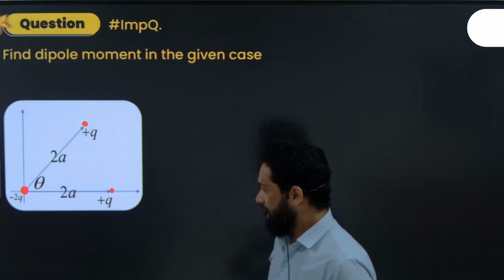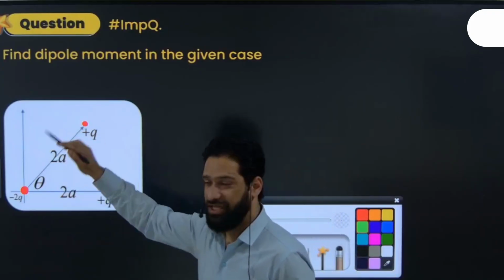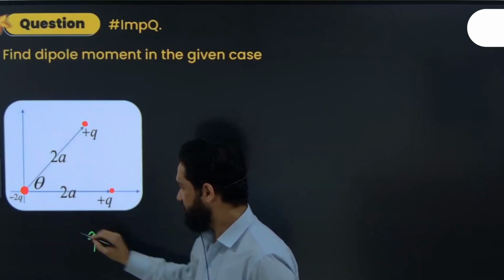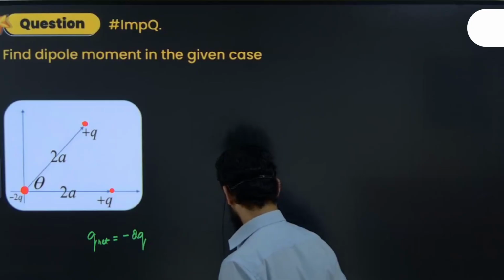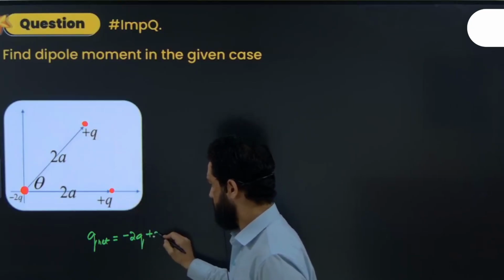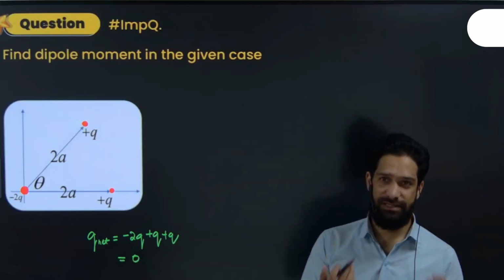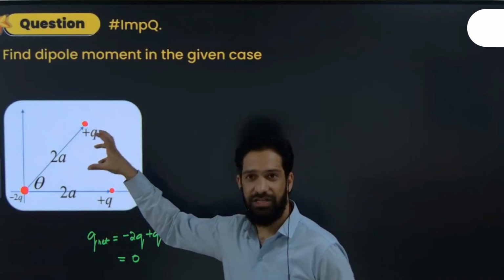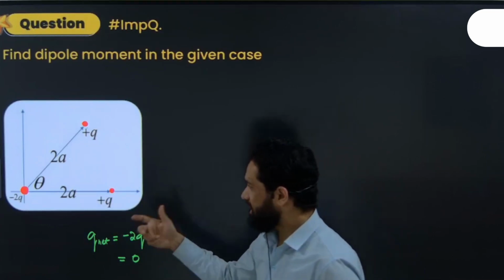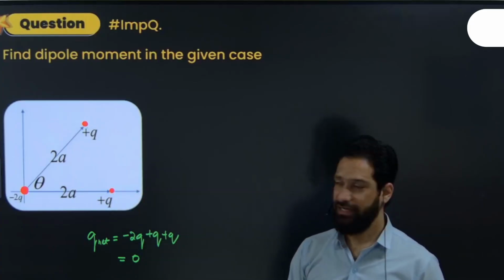Technically yes. Now if I ask you what can be the net charge of all these particles, you can think like this: minus 2q, then plus q and plus q, it sums up to 0. As I said, if from a particular set of charges you have the net charge becoming 0, that means it may behave as a dipole. So let's see, if it is behaving as a dipole, what is the net dipole moment and what is the direction of that net dipole moment.